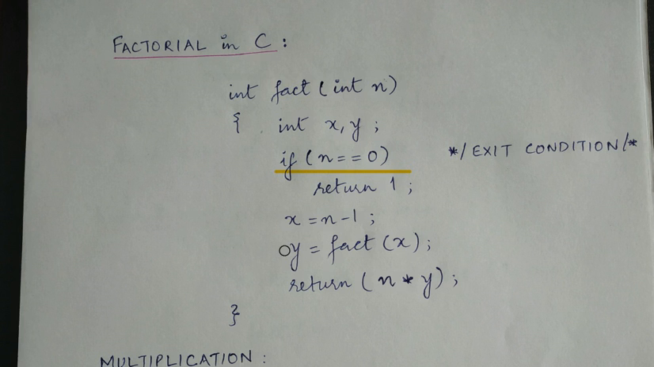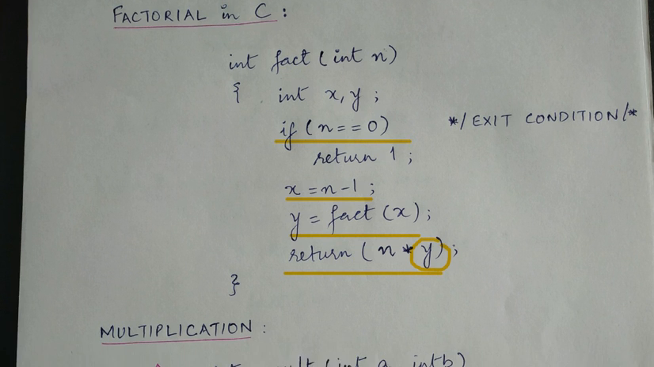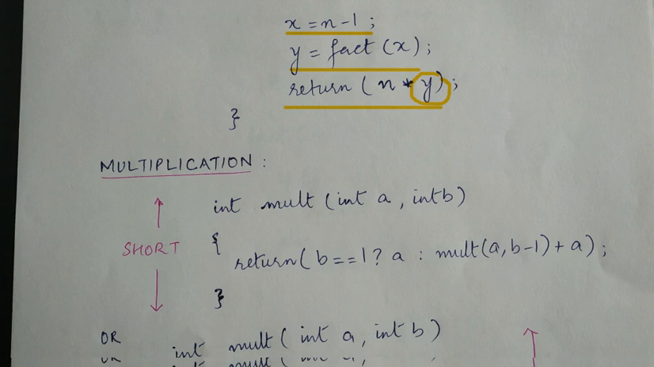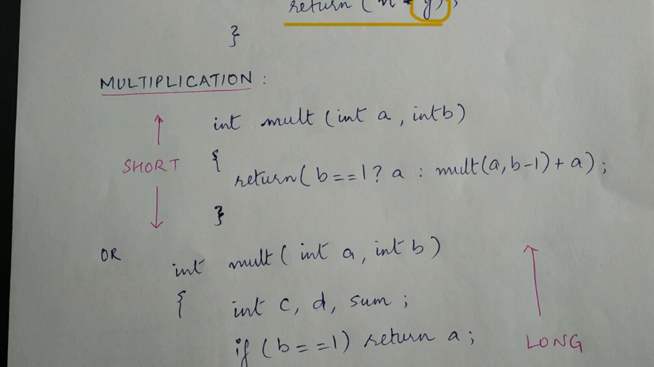If not, then this is just an expanded version. You decrement n to n minus 1. You call the same function factorial for the value n minus 1, and then you return n into factorial of n minus 1, which is your y. Okay, just a basic example. You can write this and run it to see how it works.